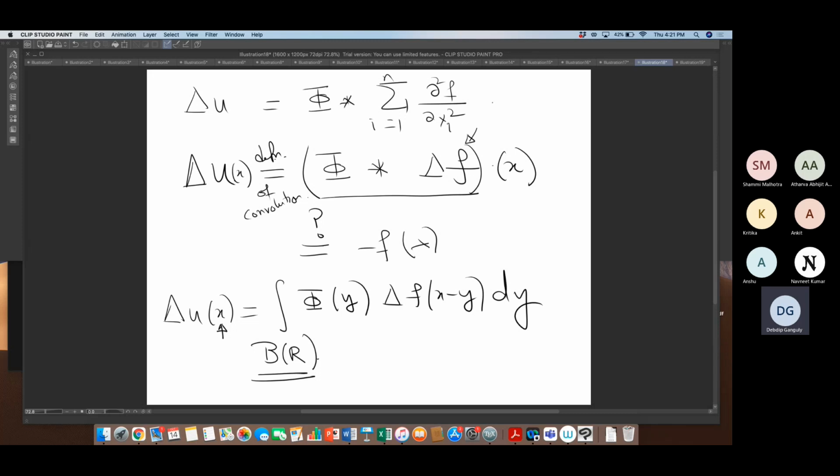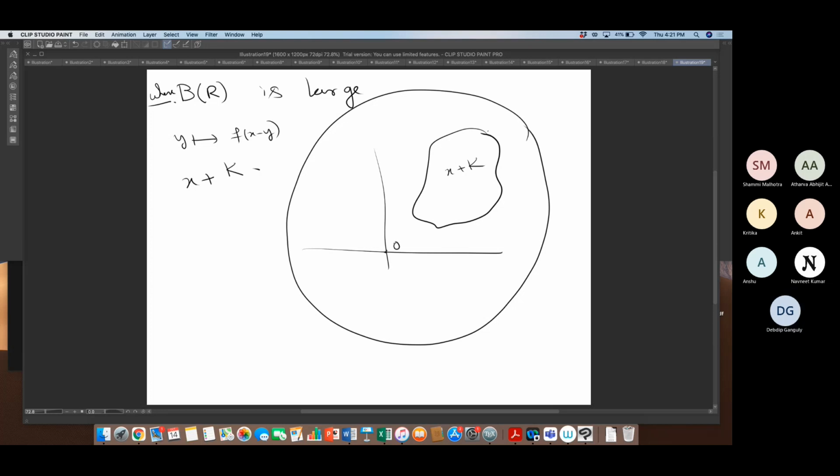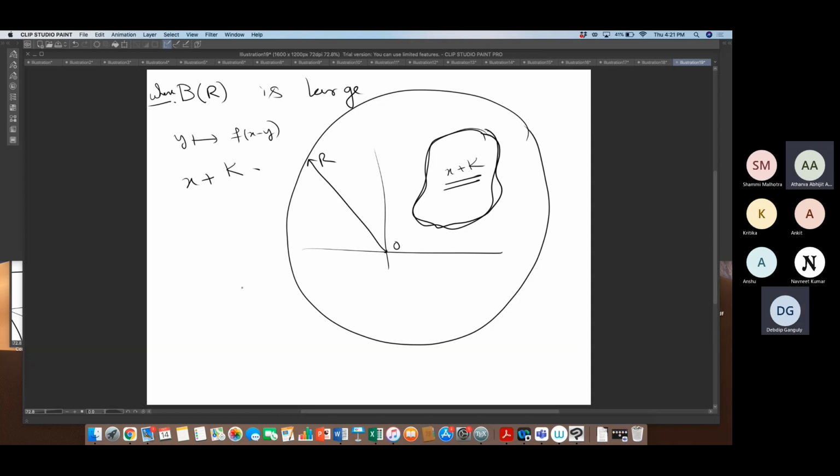x is fixed now, the Laplacian u evaluated at the point x. So I take a big ball of radius r centered at the origin so that it contains the support x plus k. Agreed or not? What is that Br? All of you agree? Kritika, Ankit, Anshu, Navneet? Yes. Sir, could you please explain once again? Okay. This function f has a compact support.